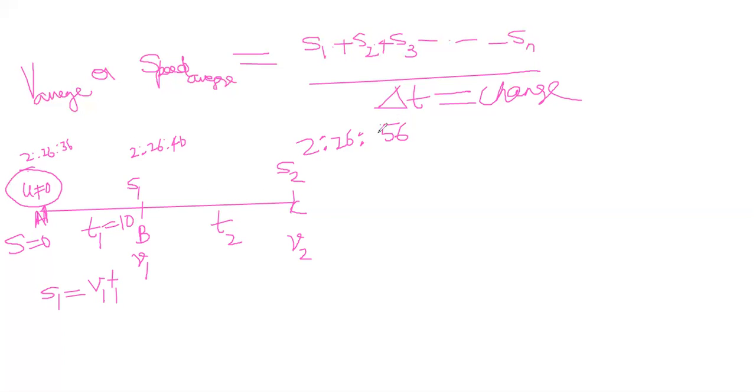I don't like 46, 66. Then this will be how much? 20. Okay, change in time. Yes, correct. This T1 is nothing but the change in the time. 46 minus 36 is only T1. Yes, sir. 66 minus 46 is only T2.